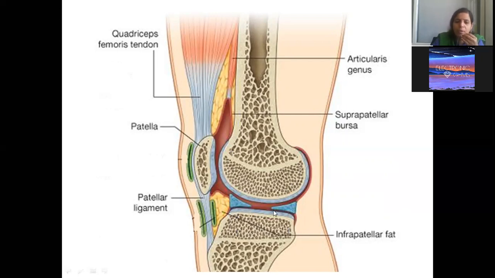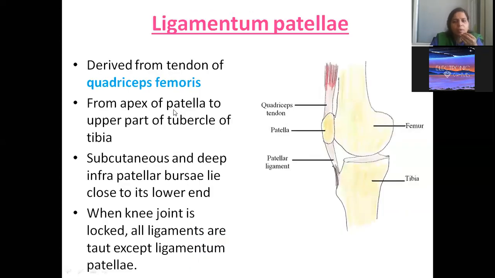Now the ligamentum patellae we have already described. It is derived from the tendon of quadriceps femoris, from the apex of the patella to the upper part of the tubercle of the tibia, or tibial tuberosity, you can write. So this is ligamentum patellae. We can actually feel it in our own knee joint. It is very much subcutaneous, and the deep infrapatellar bursa lies close.